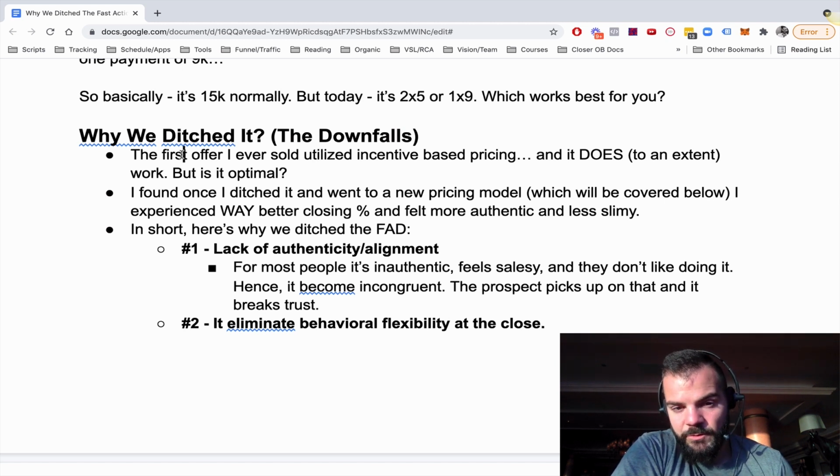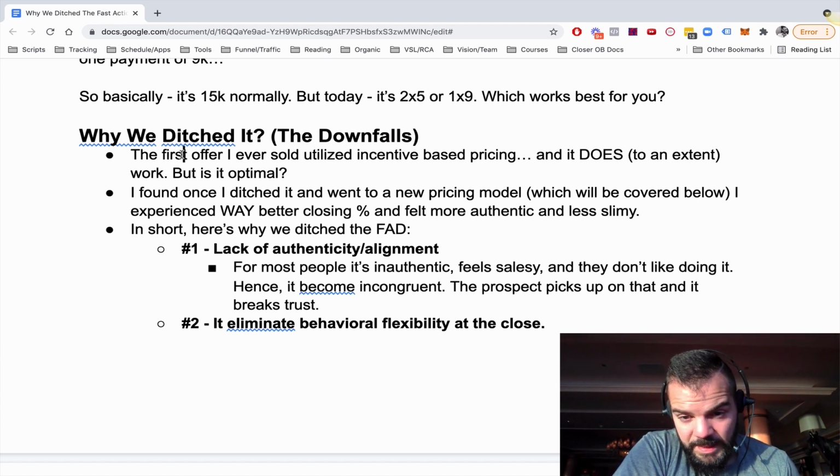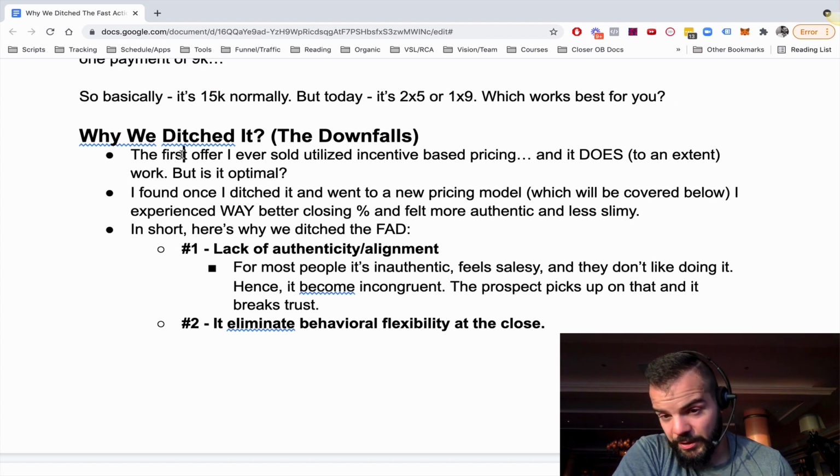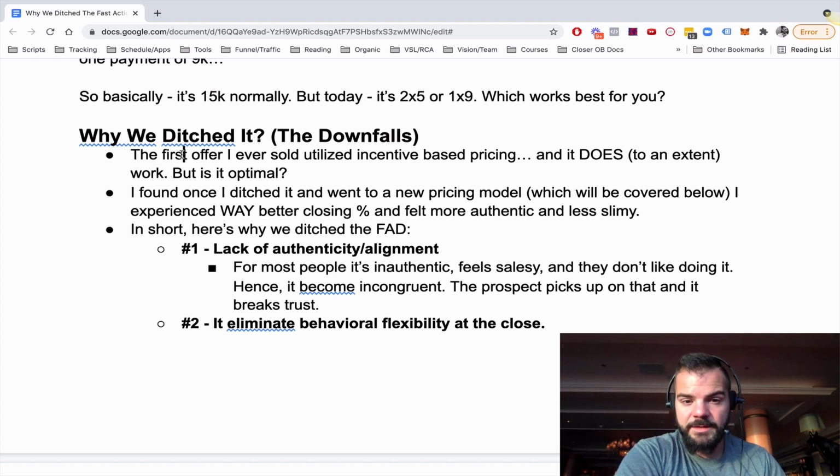And I found once I ditched it and went to this new pricing model, which I'm going to cover with you in a second, not only did I experience a way better closing ratio, but I also felt more authentic and less slimy. Which in turn, because I was more congruent and more aligned, helped me experience a better closing ratio. So it was kind of a positive feedback loop there.